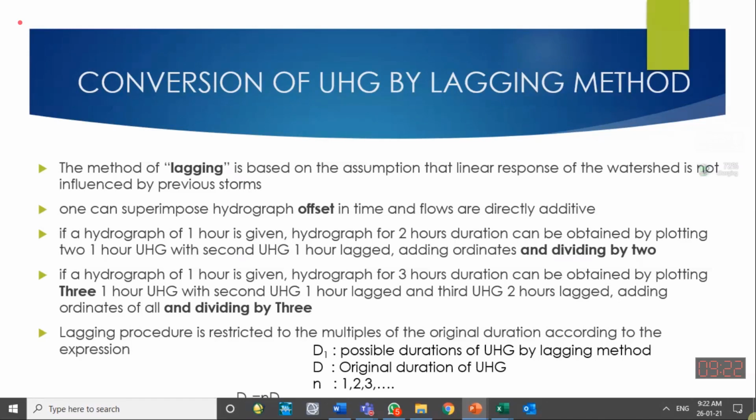One thing: what we do in the lagging method, we assume linear response of the watershed, and we say that we can superimpose or sum together hydrographs which are offset in time, and flows are directly added. We can add the DROs of the lagged hydrographs into each other.